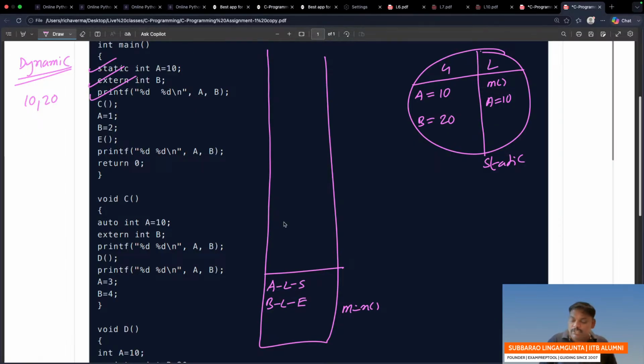So C function called. What is C? In the C function, auto int a is equal to normal a 10. Extern: b is a local, but it is the external variable. So these two completed. Print a comma b. A 10, B I think global. So 10, 20 will be printed. So this also completed. Now D function called.